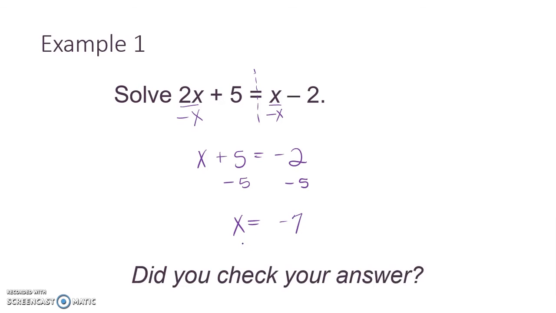And then, of course, did we check our answer? Well, let's check it real quick. We would have 2 times negative 7 plus 5 equals negative 7 minus 2. 2 times negative 7 would give us negative 14 plus 5 equals negative 7 minus 2, and then we can take care of our addition and subtraction. So negative 14 plus 5 would be negative 9. And negative 7 minus 2 would be negative 9. So does negative 9 equal negative 9? Yes, we are good. Our answer checks out.